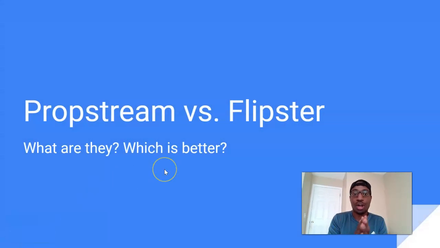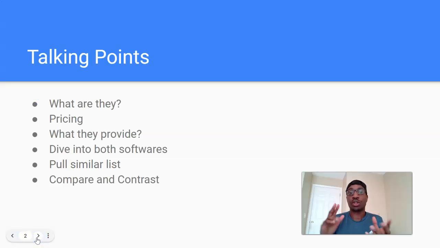So Propstream versus Flipster, what are they? Which is better, right? So the talking points we're going to talk about: what are they, the pricing structures, what they provide, dive into both softwares. We're actually going to pull similar lists and just see how many show up on one list versus another, and just the different things that they provide, and then just more comparing and contrasting the two softwares.